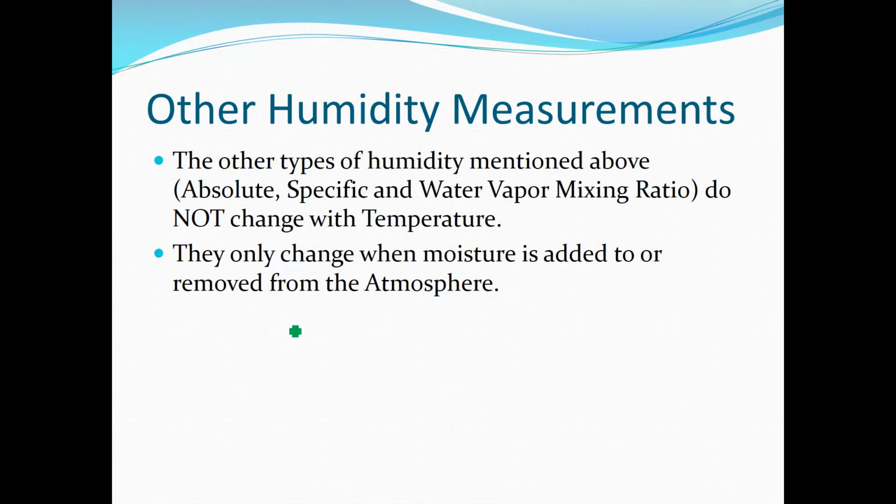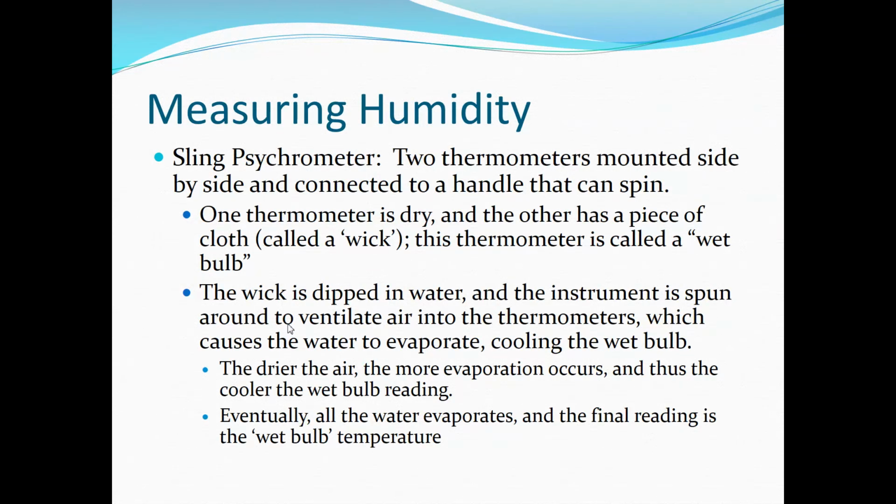So, as I mentioned earlier, all the other humidity variables that we talk about in this class do not change with temperature. They only change when you add or remove moisture from the atmosphere. Relative humidity, on the other hand, changes with both. So how do we as meteorologists even measure humidity?